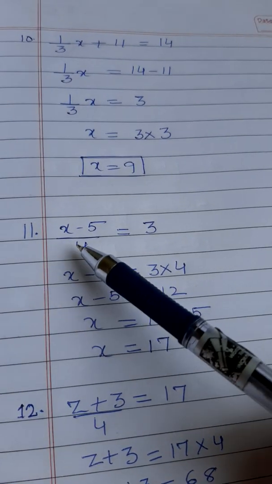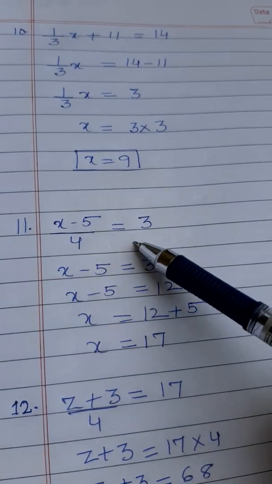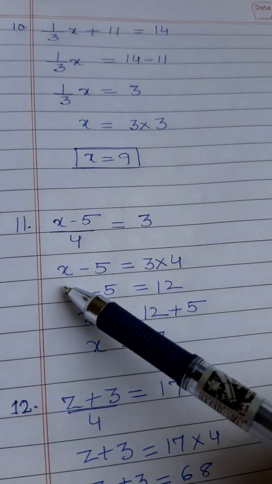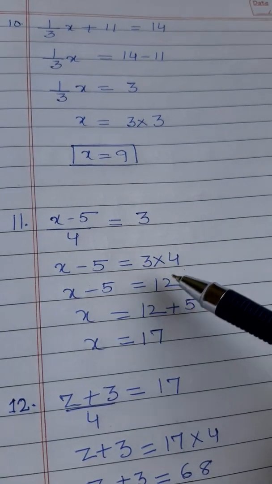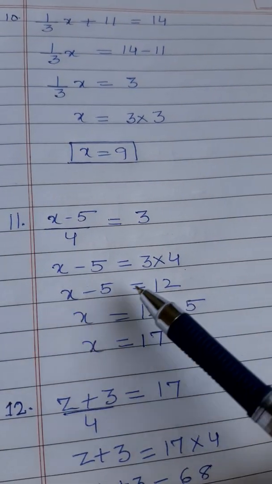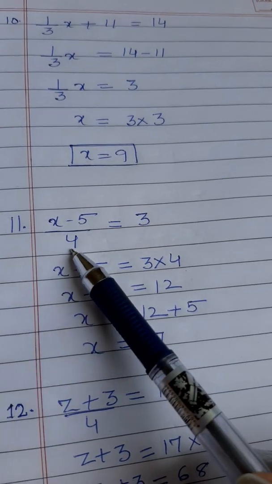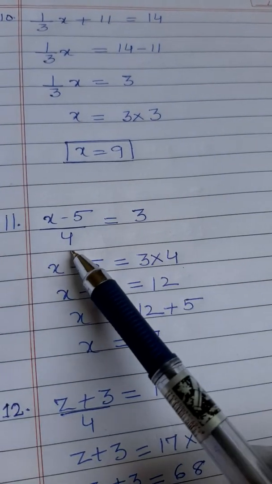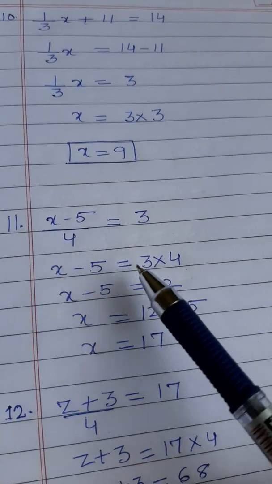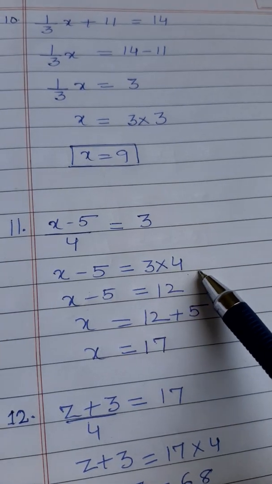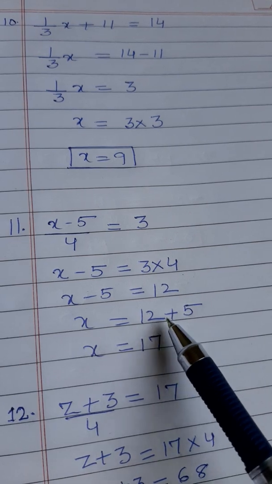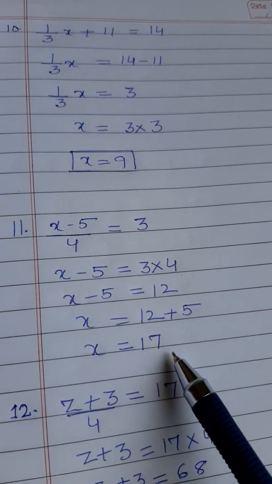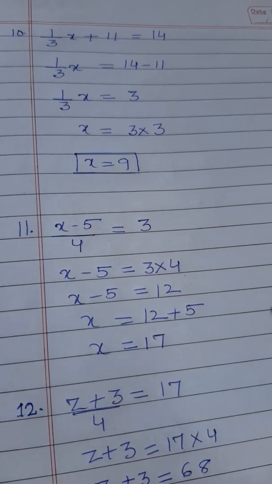Question number 11th is x minus 5 upon 4 is equals to 3. So now x minus 5 is equals to 3 multiplied by 4. So it will be equal to now 12. So why have I multiplied this by 4? Because 4 is dividing here, and it is equals to 3 multiplied by 4. Now x minus 5 is equals to 12. So x is equals to 12 plus 5, and x is equals to 17 is the answer.